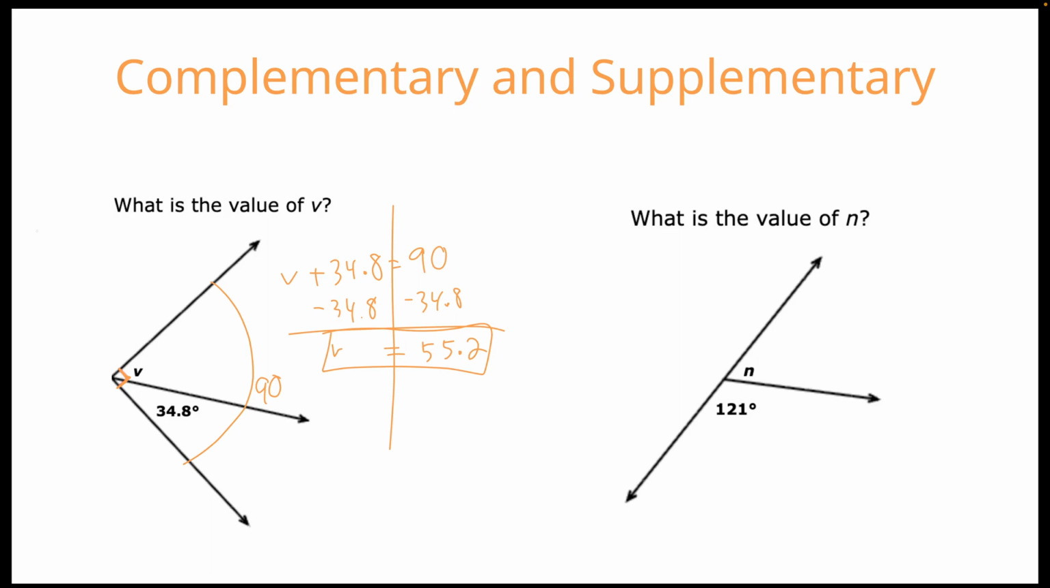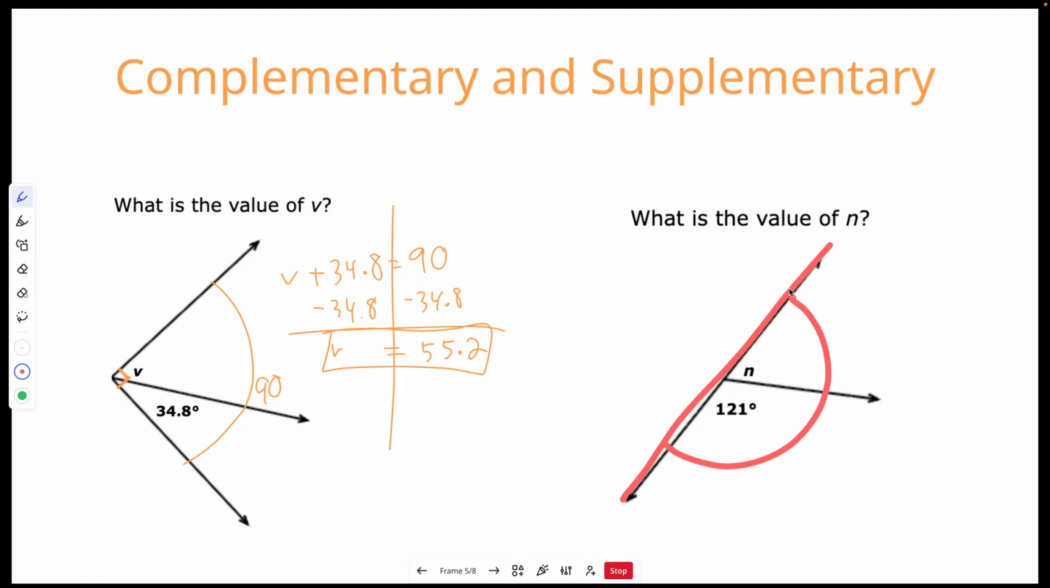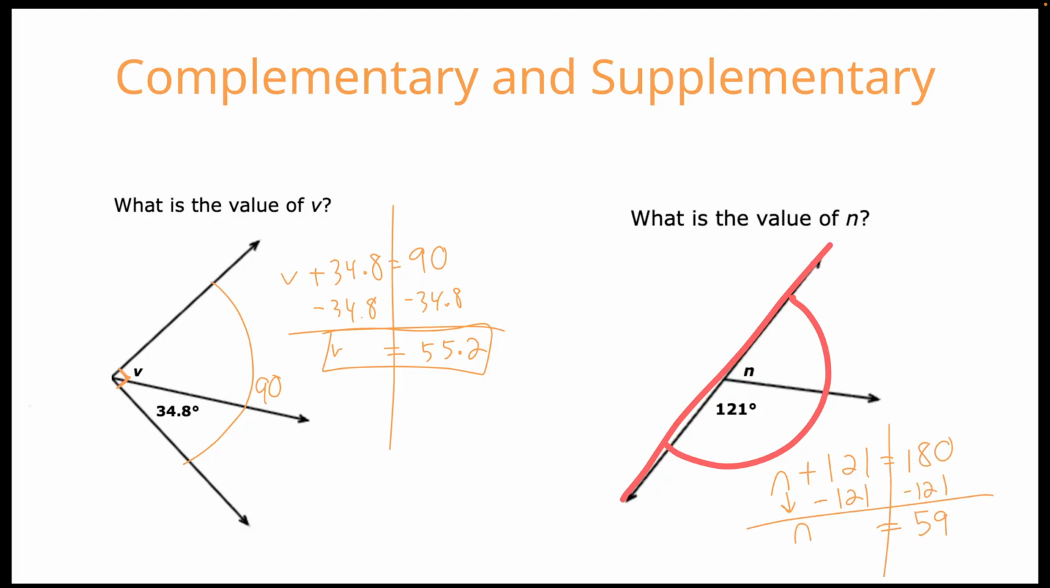For this problem on the right, supplementary angles, we need to be able to see that this is a flat line here. Flat lines are 180 degrees. The other way to look at this is to say that this angle, the 121, plus this angle, the n, is a half circle, which is also 180 degrees. That means that n plus 121 has to equal 180. And after you solve the equation, here's the work, you get n equals 59.